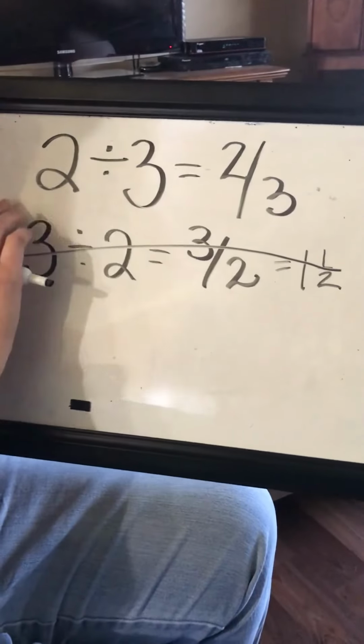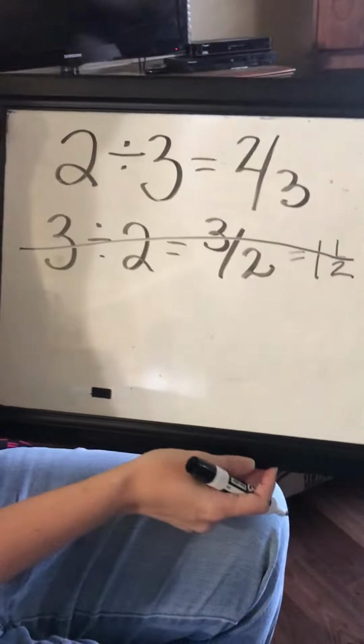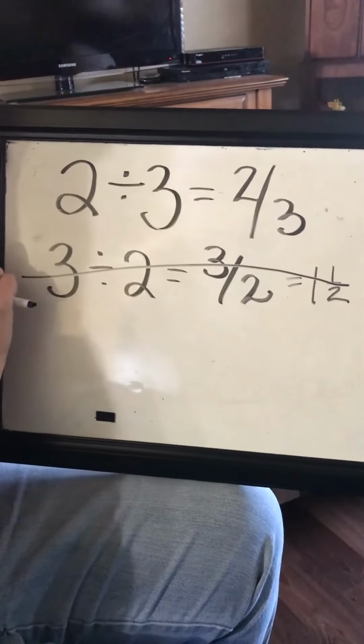So that's how you can explain that Aubrey was incorrect and explain her mistake and help her to solve the problem correctly by doing 2 divided by 3.